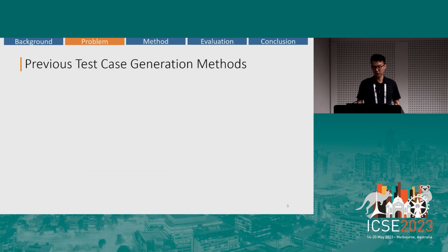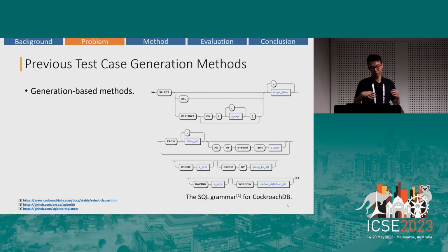Toward this goal, there are several previous works. The first line of work is the generation-based method. The SQL query has a grammar. Here is a grammar for CockroachDB. It specifies what a query should look like. Here, we can only specify the keyword ALL or DISTINCT on the target element after the SELECT keyword. Otherwise, it is an invalid query.